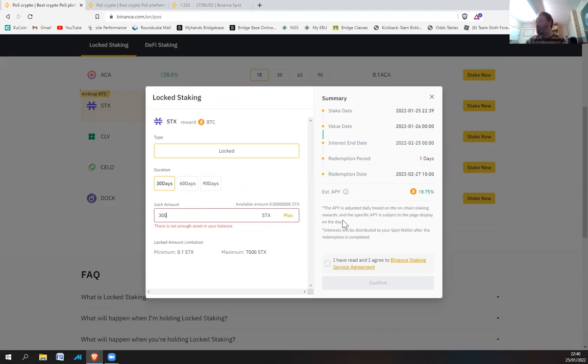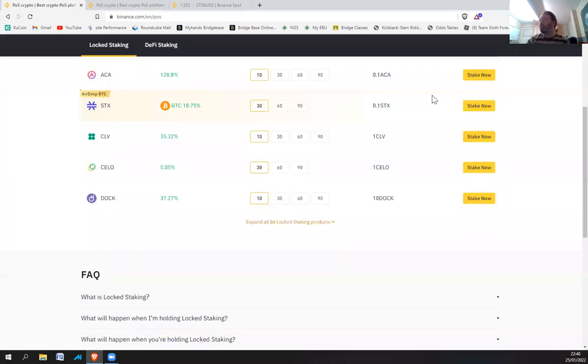It doesn't actually say the interest amount. Normally they give a kind of interest amount, but they're not really doing it here because they're putting this here instead. The APY is adjusted daily based on the on-chain staking rewards, and the specific APY is subject to the page display on the day. So this could actually change as well. Interest will be distributed to the spot wallet after the redemption is completed. So in theory, it could change. Normally they put an interest amount that you'd expect to get over 30 days, and they haven't done that here, so that's a little bit different. I'll just show you what I mean.